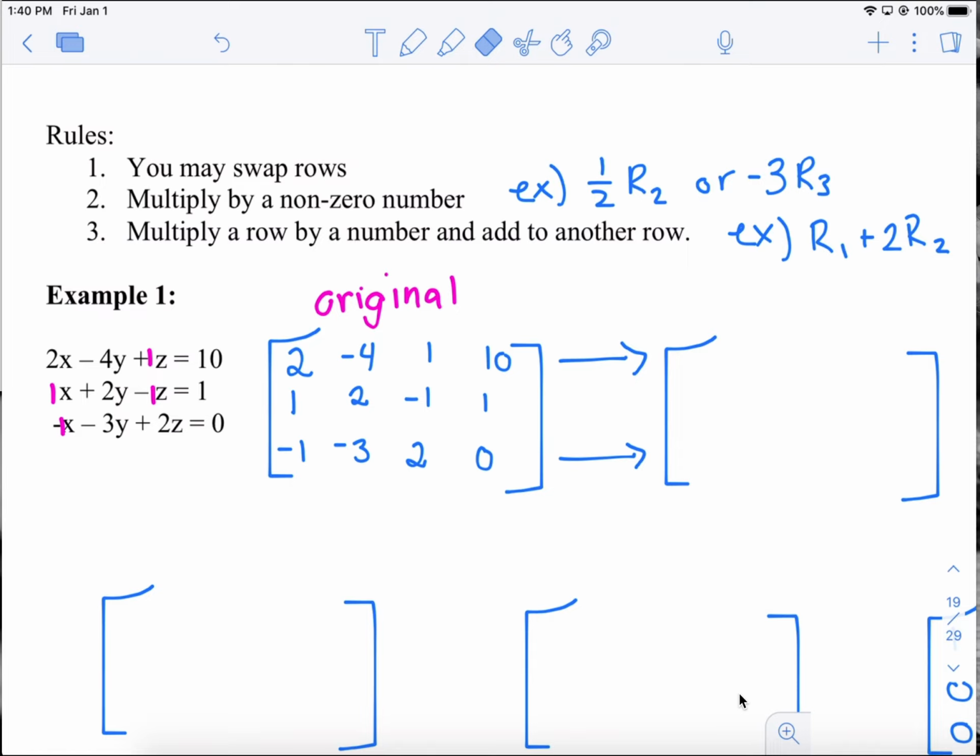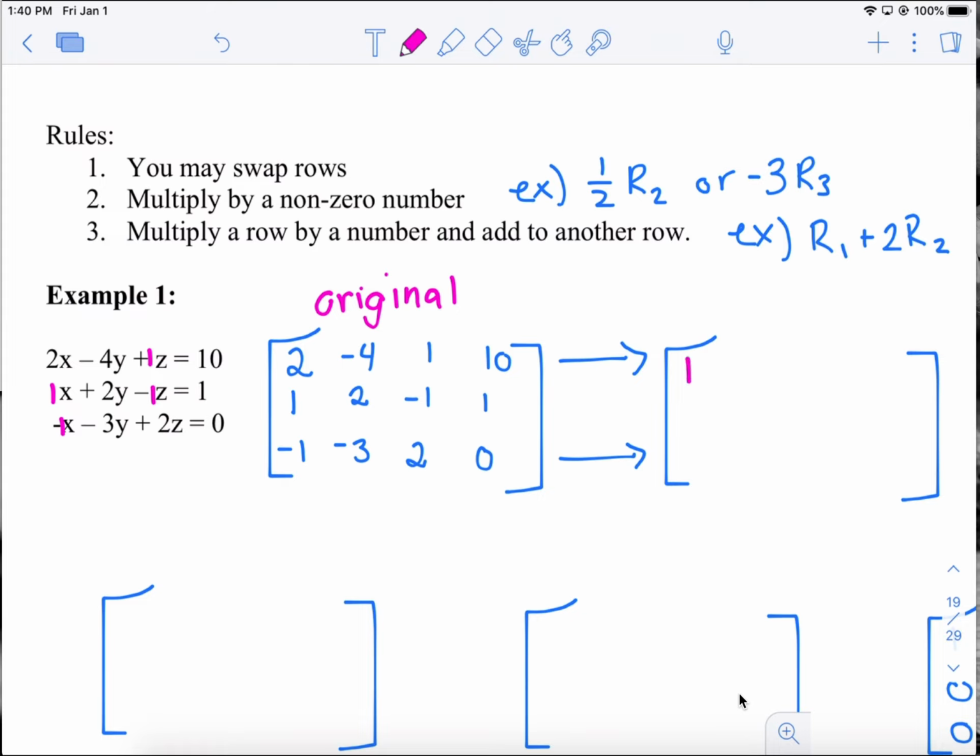Okay, the third thing that you can do is multiply a row by some number and then add it to another row. So for instance, I could say I'm going to take row 1 and I'm going to add it with double row 2. We're going to use these arrows to write out the codes for what you did as you change them, okay? All right, so first thing that you always want to do is try and turn this first row into a 1, okay?